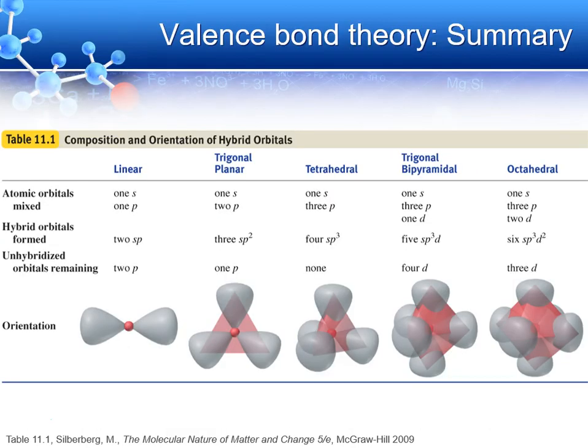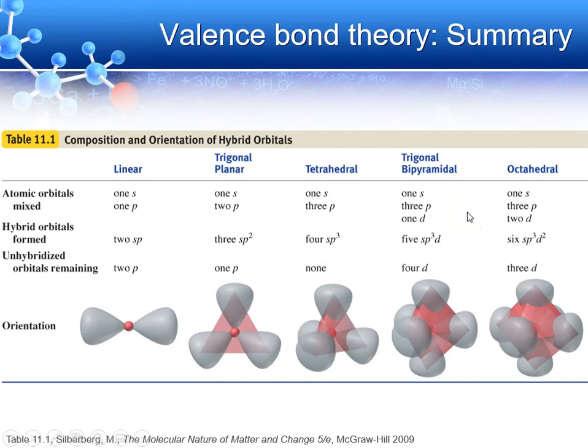So, in summary, if you have a linear electron pair arrangement, you form sp hybrid orbitals. Linear, that's 2: 1s and 1p. Trigonal planar, you form 3 hybrid orbitals, sp2: 1s and 2p's. If you have a tetrahedral electron pair arrangement, you form 4 hybrid orbitals. They're called sp3s: 1s, 3p's, and they arrange to form a tetrahedral geometry.